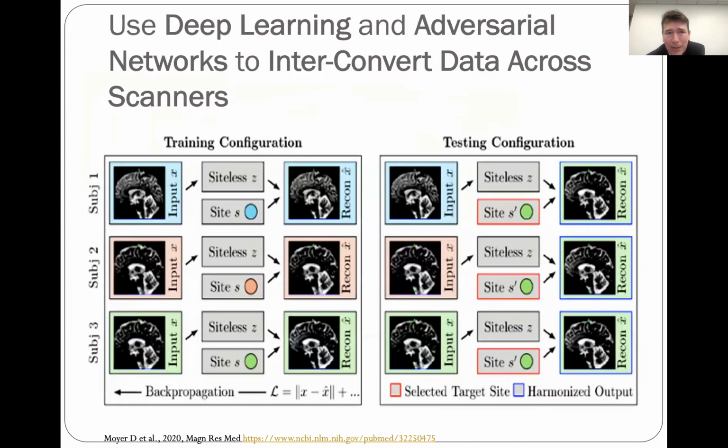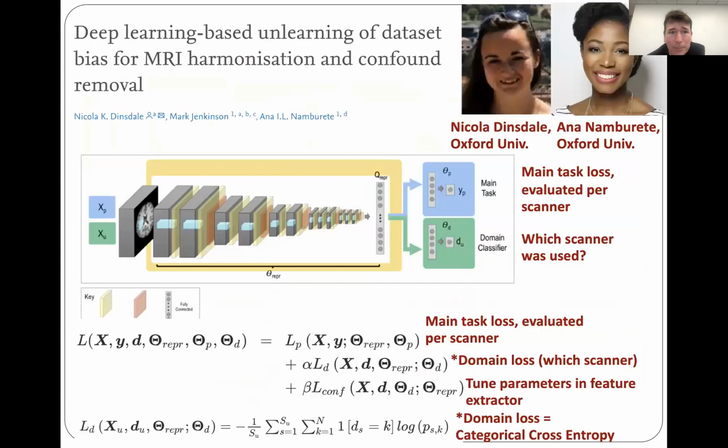And this results in a really nice approach that produces siteless predictors that don't depend on the site where the data was collected. But then in the testing configuration, you can recombine it with a site code to actually reconstruct an image as if it had been collected not on your scanner, but on a different one.